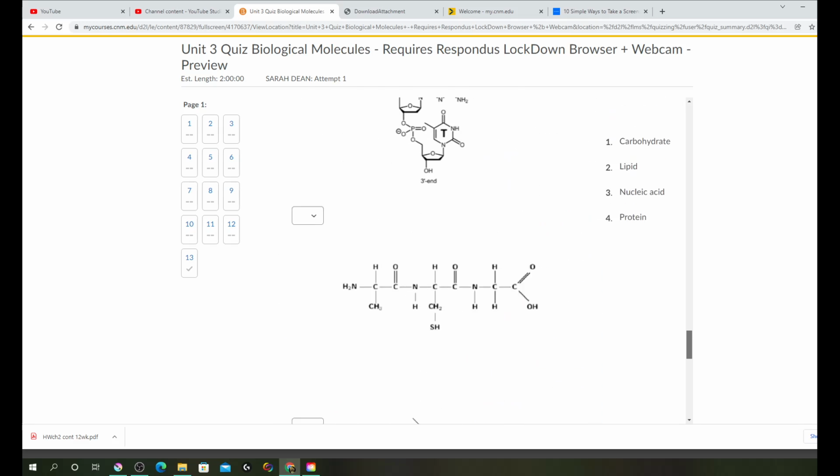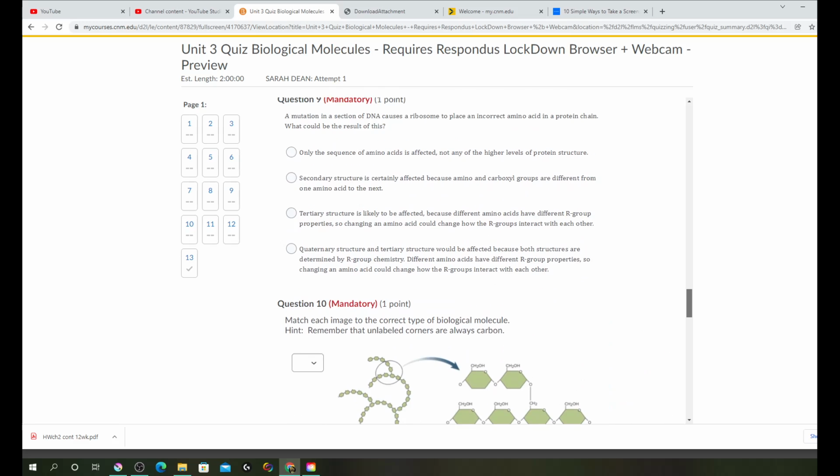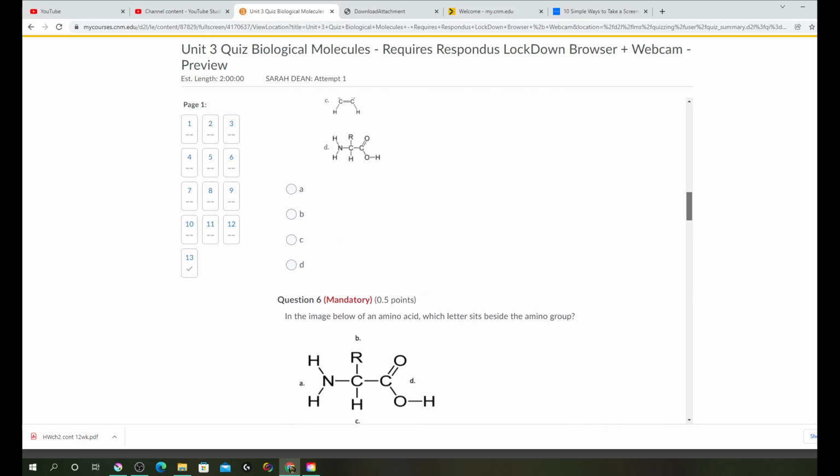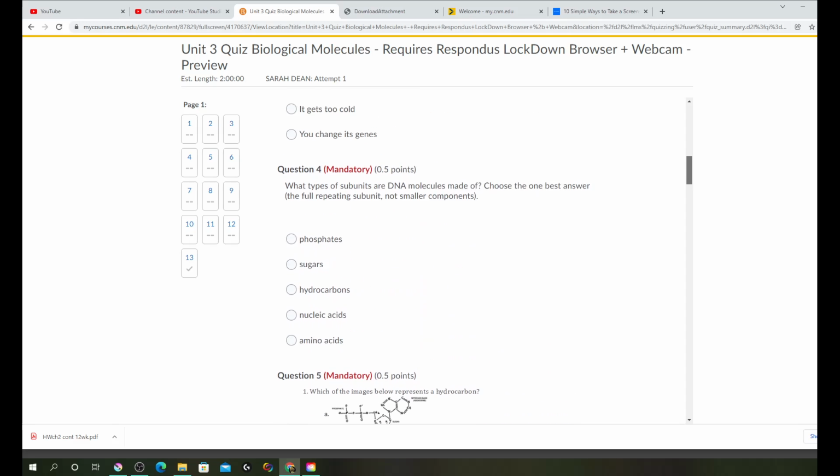So let's see, these are all 1 point. Some of these must be extra credit, I'm thinking. Let me see, I can't remember what I did here. Because each one of these is 10 points. Oh no, it's just partial points.